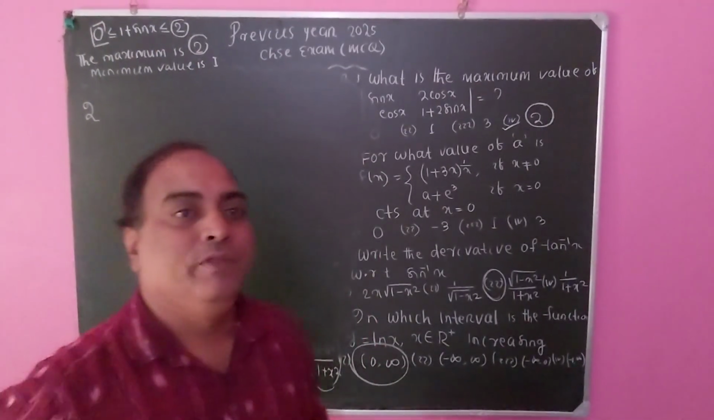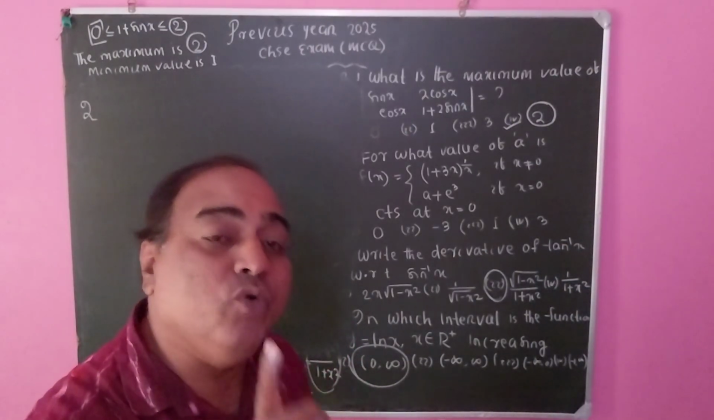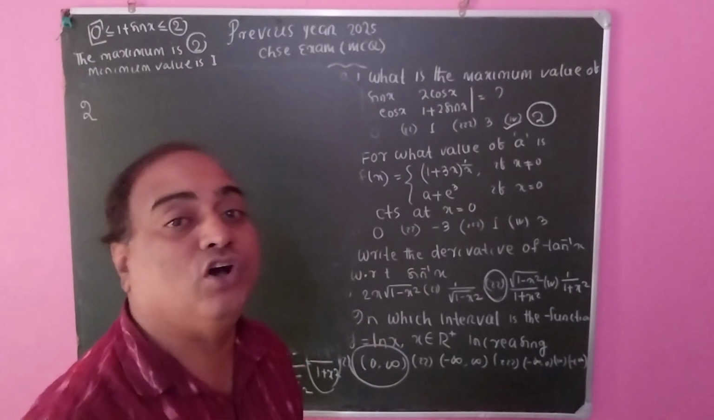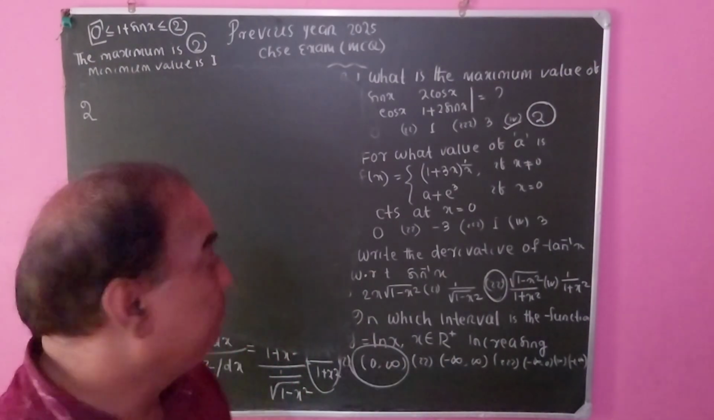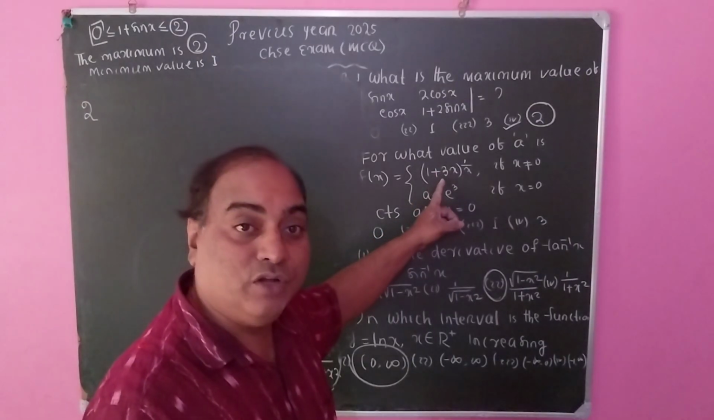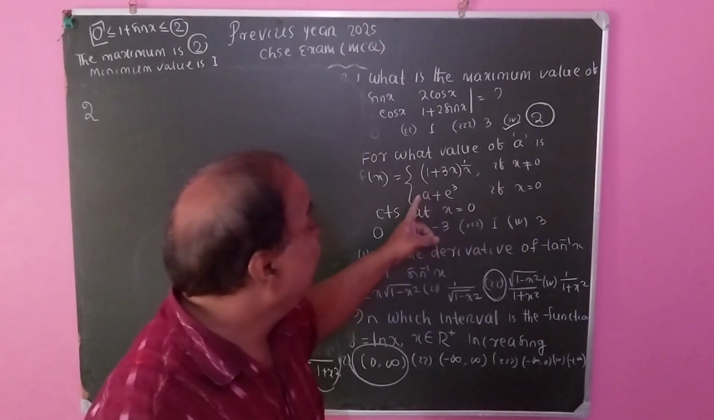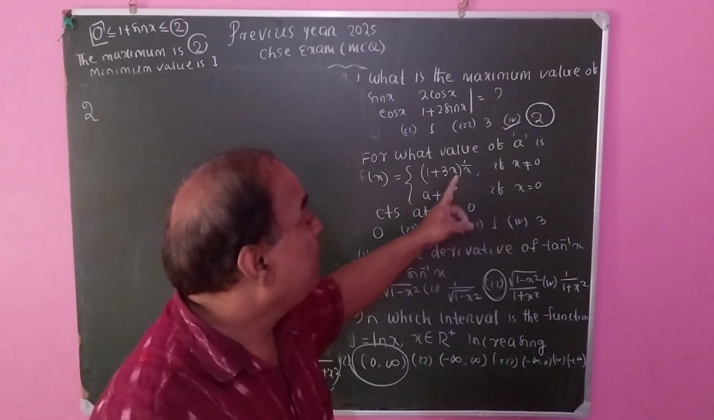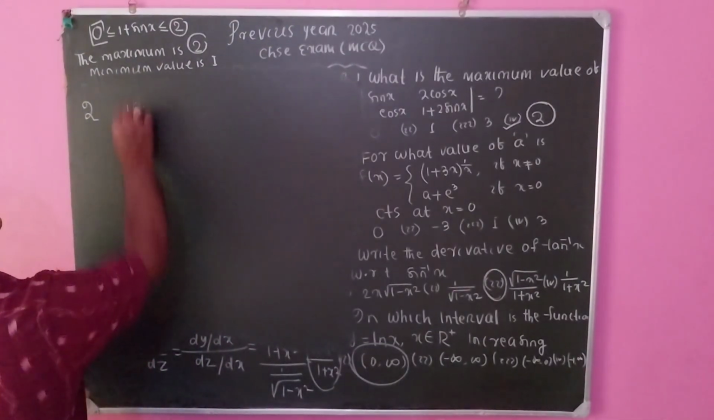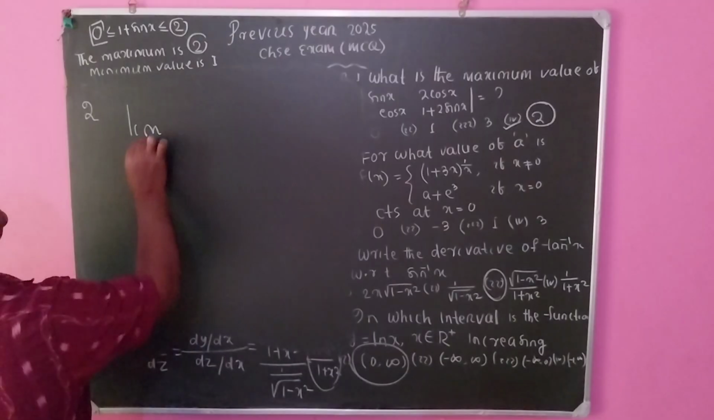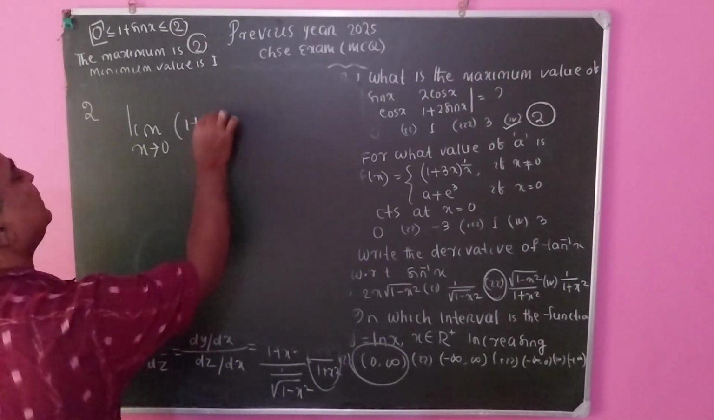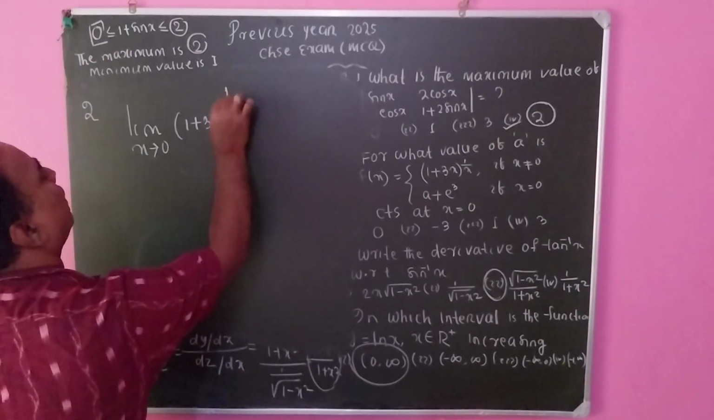We know that a function f(x) is said to be continuous at x is equal to a if the limit of the function is equal to the value of the function. First of all, we have to find out the limit of the function. The value of the function is given as a plus e to the power 3. Limit of the function: write down limit x tends to 0, (1 plus 3x) to the power 1 by x.